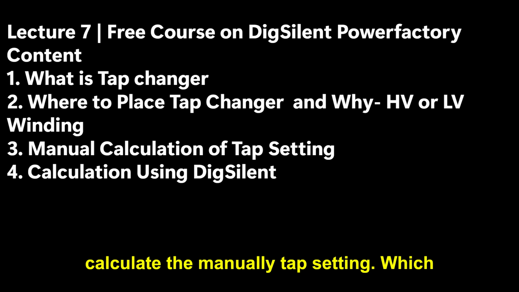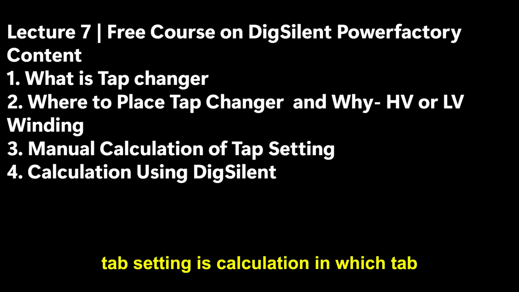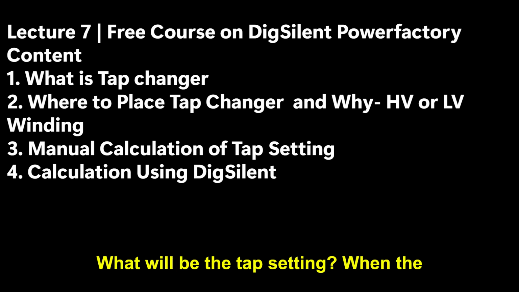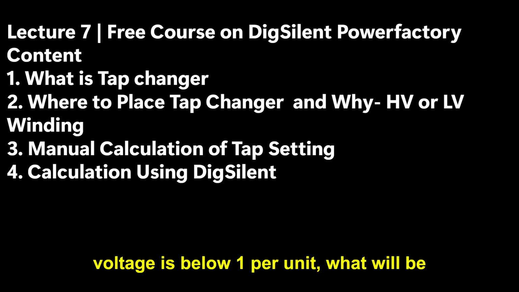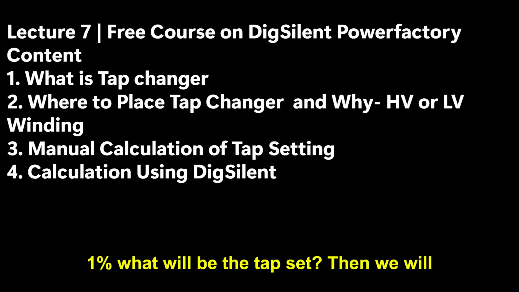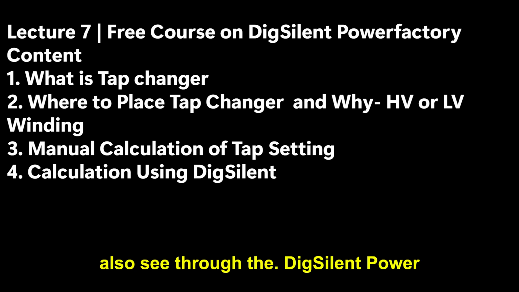We will manually calculate the tap setting: which tap setting applies when the voltage is 1 per unit, what the tap setting will be when the voltage is below 1 per unit, and what the tap setting will be when the voltage is above 1 per unit. Then we will also see it through DIgSILENT PowerFactory.